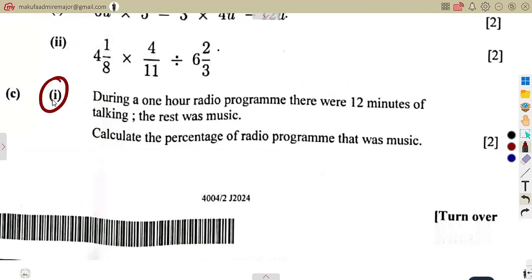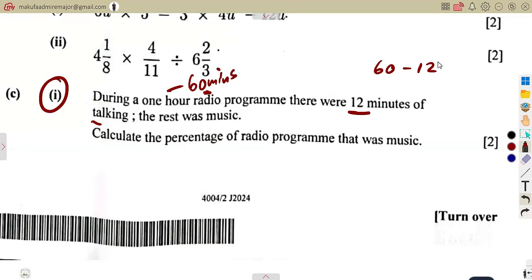See item 1, during a 1-hour radio program, there are 12 minutes of talking. Remember, an hour is equivalent to 60 minutes. Why are we talking about minutes? Because we are relating the rest in terms of the minutes. 12 minutes of talking. The rest was music. Out of the 60 minutes that we have, we used 12 for talking. What about the rest? So that is 60 minus 12.